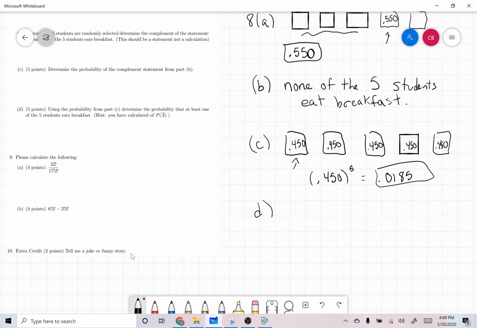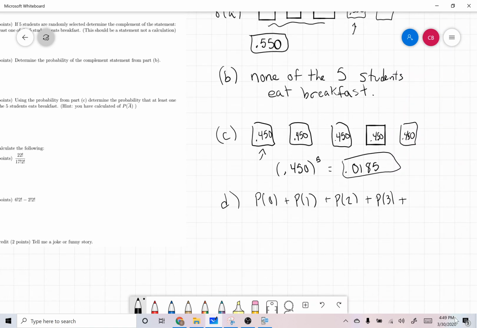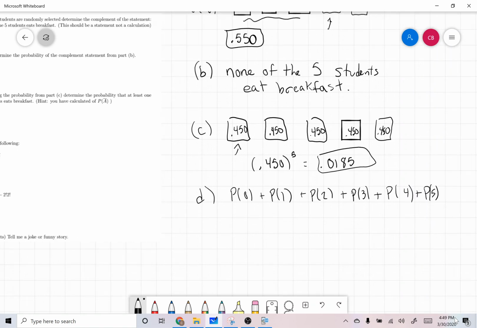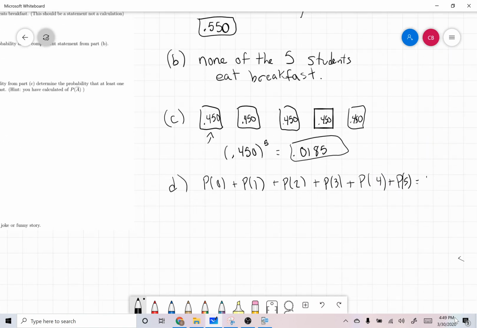And then for part D, it says using the probability from part C, determine the probability that at least one of the 5 students eats breakfast. Well, remember the probability of 0 plus the probability of 1 of them eating breakfast, 2 of them, 3, 4, and 5. The probability of each of those events happening is 1. It's a 100% chance that either 0, 1, 2, 3, 4, or 5 of them eats breakfast.